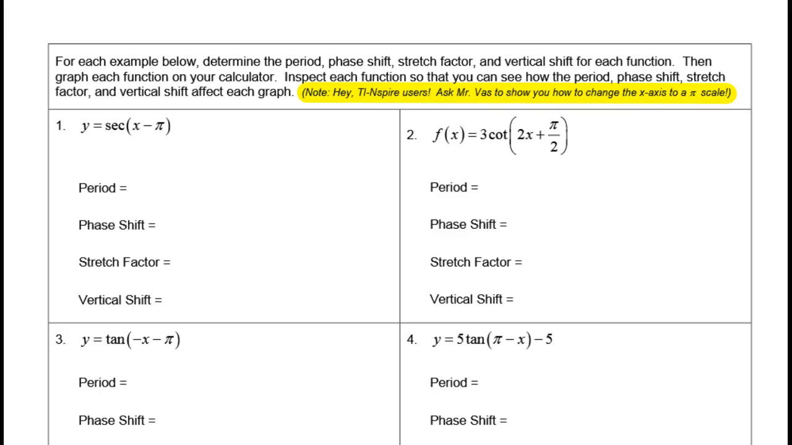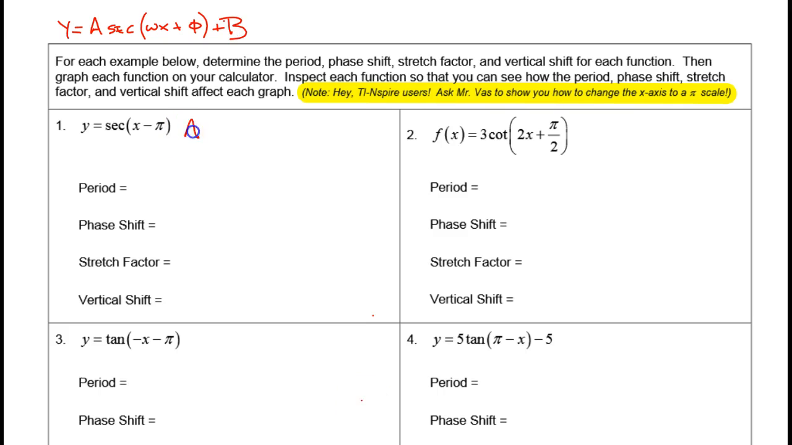What I'm going to do is, for this one, I'm just going to write at the top of the page the transformation form of the secant function. Y equals stretch factor times the secant of omega x plus phi, plus our vertical shift. Folks, that's a B, not a beta. Okay. So we'll take a look at this first example and go from there.